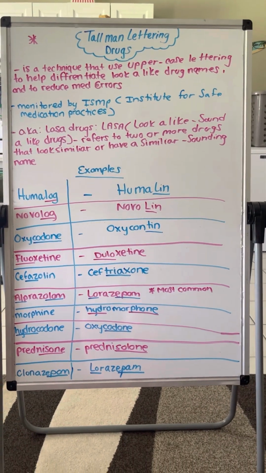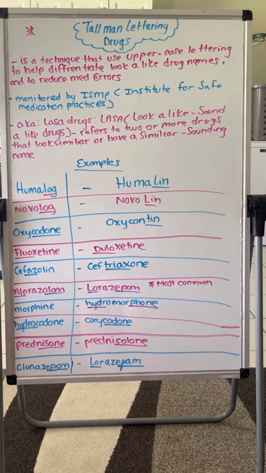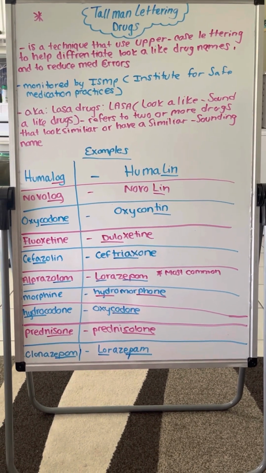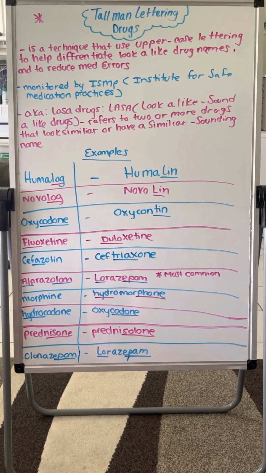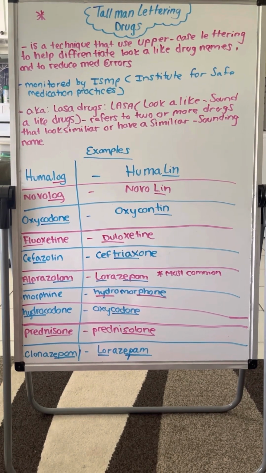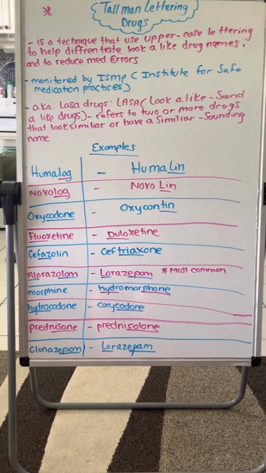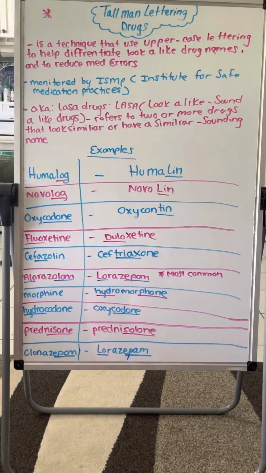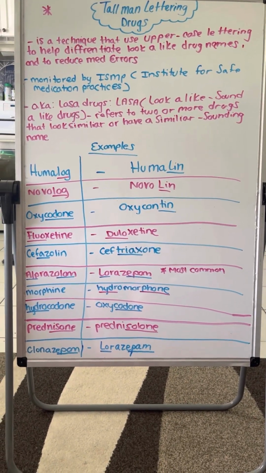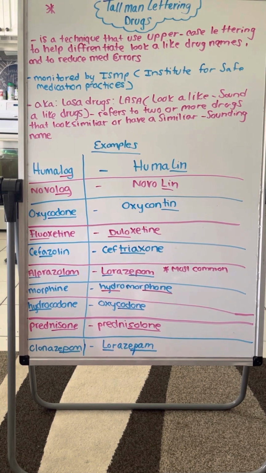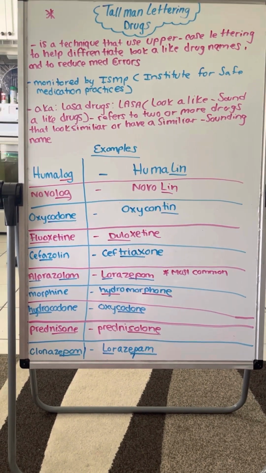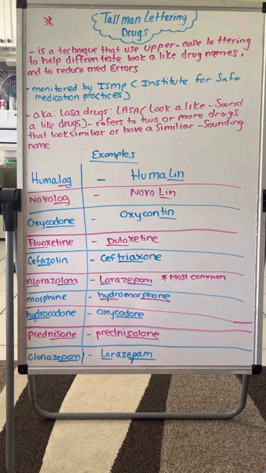The next most common one is alprazolam and lorazepam. So these rhyme. So alprazolam and lorazepam are in the same drug class. But alprazolam starts with A-L-P and lorazepam starts with L-O-R, as I see underlined here. The next one is morphine and hydromorphone.